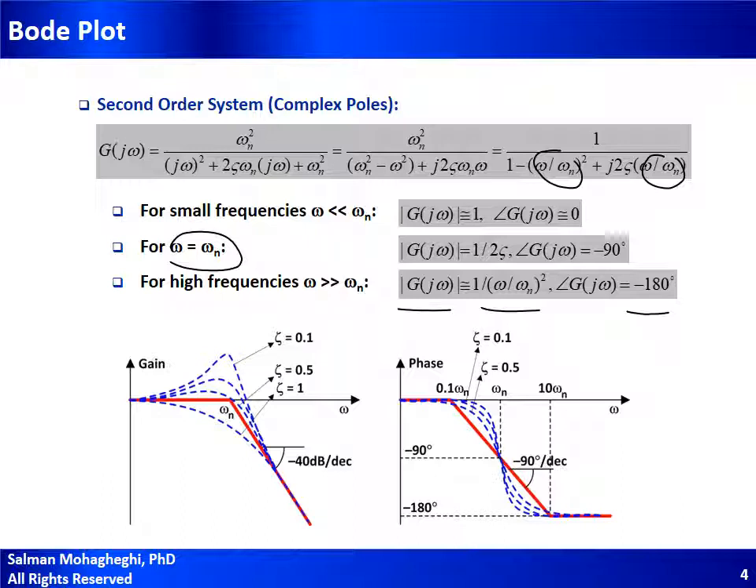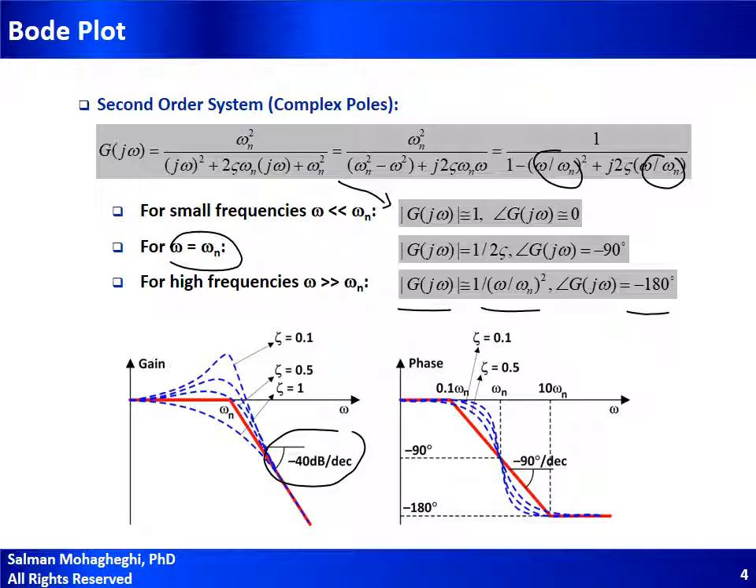So essentially for magnitude, I would assume that for any frequency which is less than omega n, my gain is going to be 0. Notice that here I'm showing you a gain of 1. However, in Bode plot we look at 20 times log of the absolute value of g. Log of 1 is 0, so that's why you would get a gain of 0. And then for all high frequencies, which would be frequencies greater than omega n, you would get a straight line with a slope of negative 40 dB per decade.